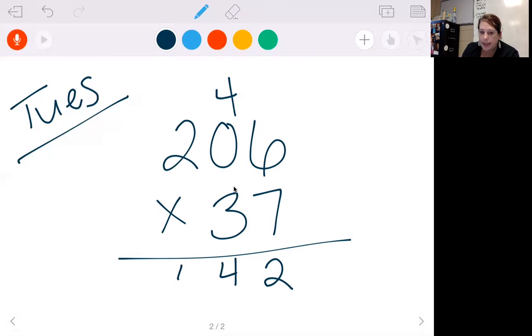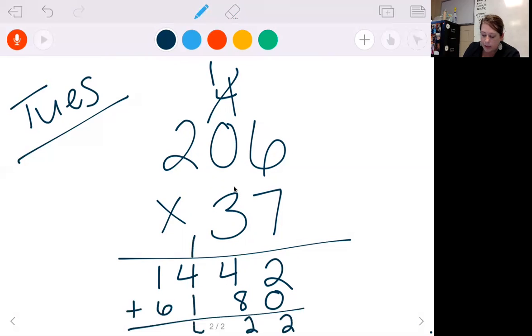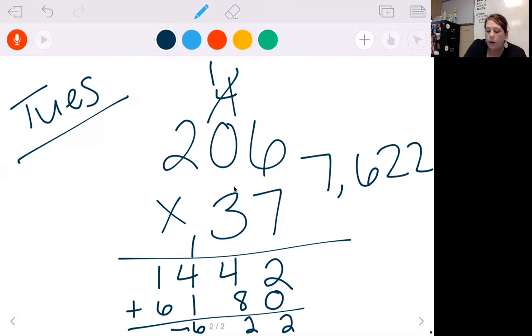3 times 6 is 18. Put my 8, carry my 1. 3 times 0 is 0, plus 1 is 1. And 3 times 2 is 6. So when we add it up, 2 plus 0 is 2. 8 plus 4 is 12. Carry my 1, 4, 5, 6. 6 plus 1 is 7, so we get 7,622. Can't really see it at the bottom, so I'm putting it right there for you. 7,622. Okay?